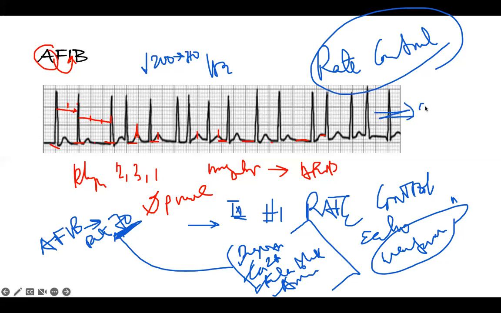That's why you give them the anticoagulation. But their rate is much better. They don't have the palpitation. They don't have the dizziness. They don't have all the symptoms. So rate control is your priority for a patient with AFib, not anticoagulation.